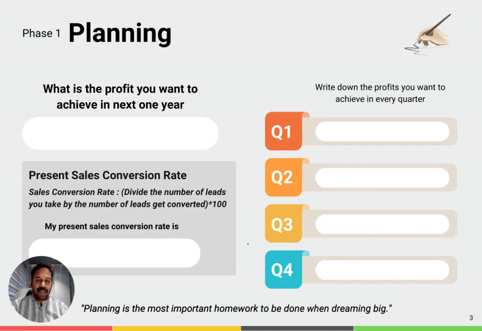So mention that. Once you mention these two things, next you need to break down your profit goal into 4 quarters. For example, if your profit goal for 1 year is 1 crore, you should divide it into 4, maybe 25 lakhs every quarter. For some businesses it works. In some businesses, the turnover in the first quarter will be less, but in the final quarter they will have more profit. Okay, so divide it into 4 and fill it.